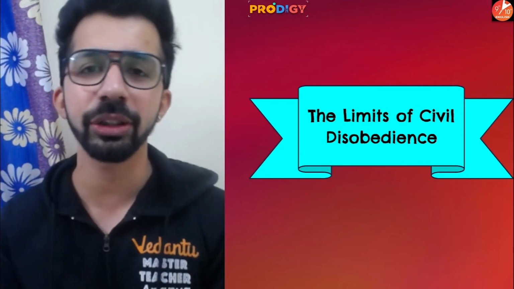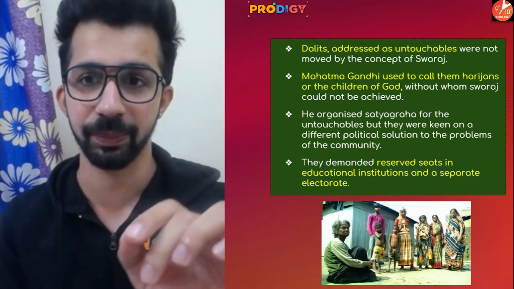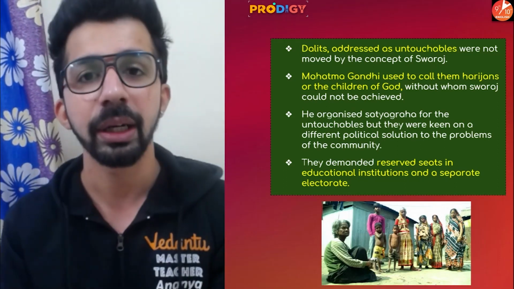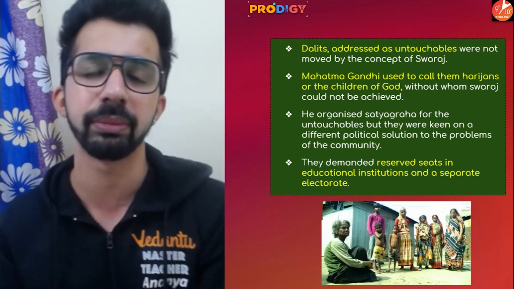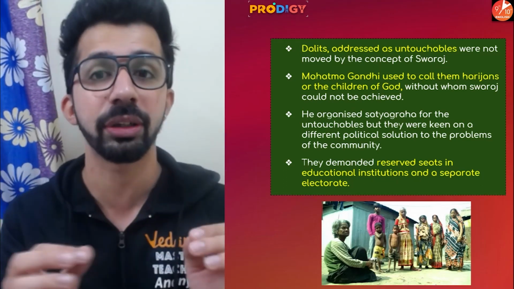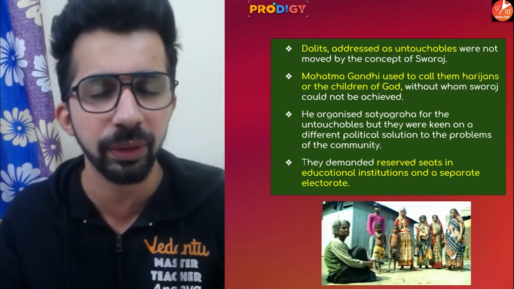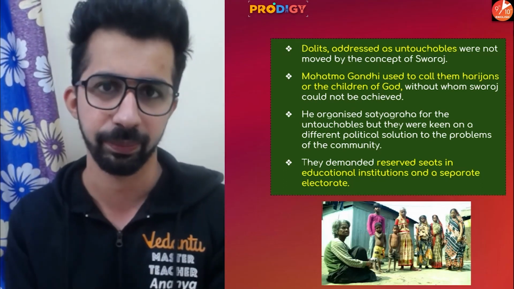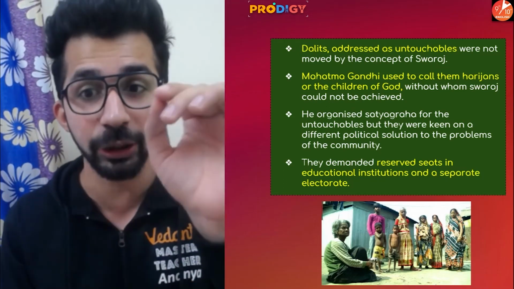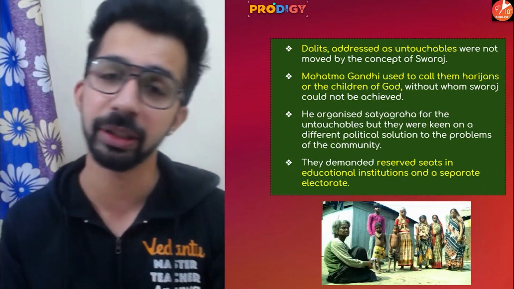So guys, what were the limitations of CDM? All right, let's understand the limitations, the drawbacks of CDM. First of all, guys, Dalits, also known as untouchables, were not moved by the concept of Swarajya. Means, guys, कहीं ना कहीं Dalits were also avoided. Yes. Mahatma Gandhi used to call Dalits Harijans or the children of God. And guys, do you know Mahatma Gandhi organized various satyagrahas to uplift the condition of Dalits, to support Dalits. But Dalits had different demands altogether. They demanded reserved seats in educational institutions and separate electorates, means separate elections. So initially, Dalits demanded all these things.